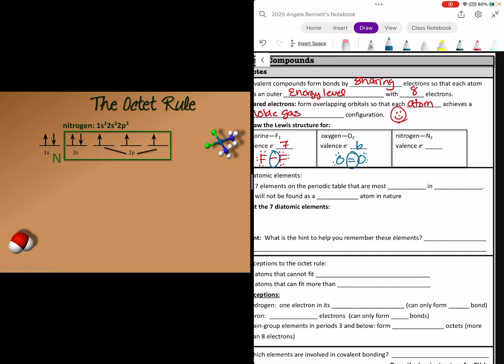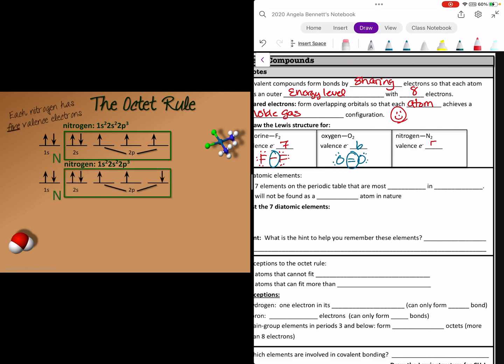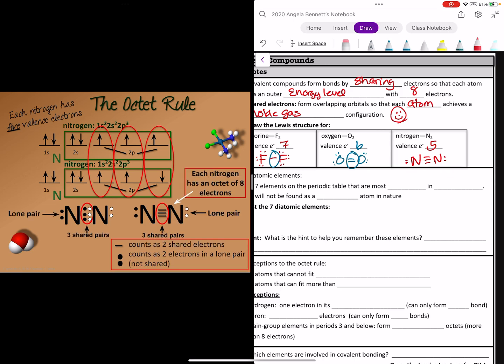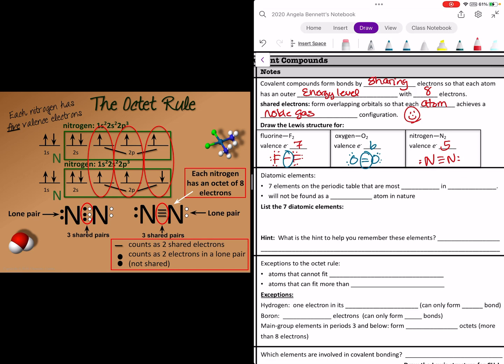Then we have nitrogen, a group 5 element, so it has 5 valence electrons, and it's 1s2, 2s2, 2p3. We can see the 3 orbitals will overlap, so they are going to have a triple bond, with 2 extra dots on each end to satisfy their octet. We have the triple bond, and again we draw the lines to show that they are shared.